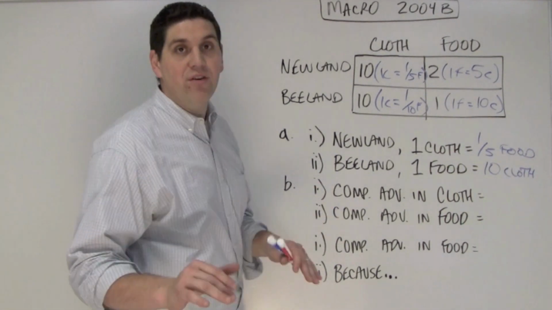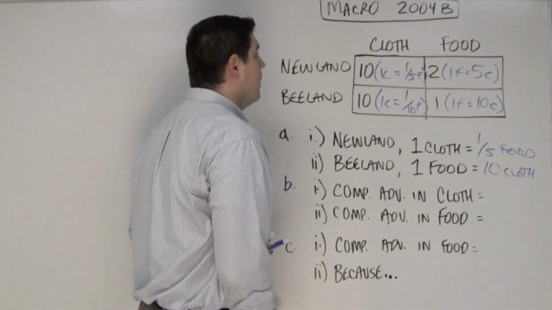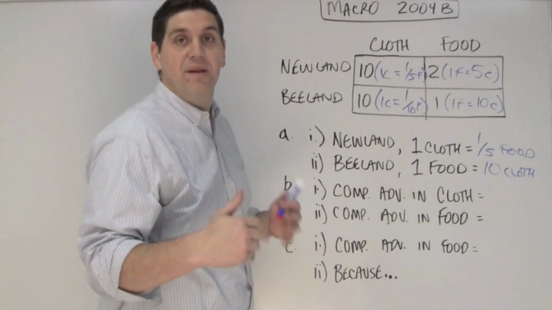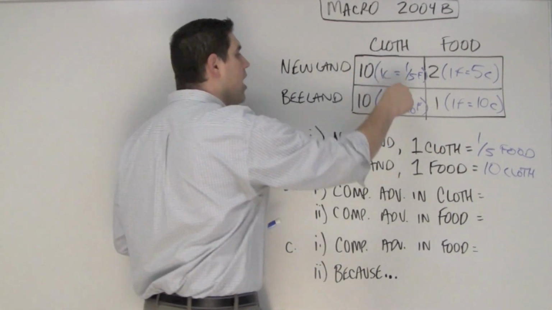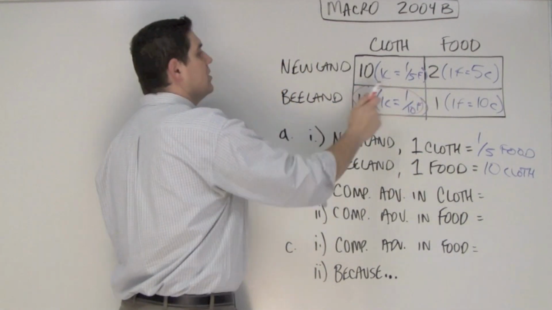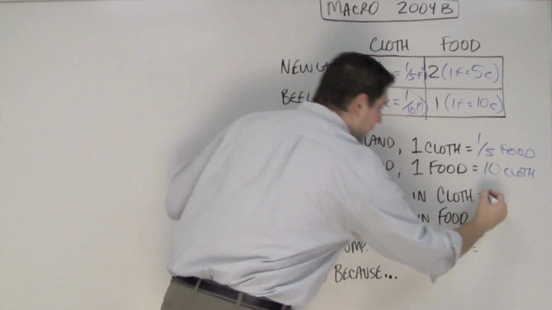Which country has a comparative advantage in the production of cloth? Well, which one should specialize in cloth? The one that has the lower opportunity cost. That means they have a comparative advantage. Well, for cloth, 1/10 is less than 1/5. So I'm going to circle this one. Beeland should produce cloth. There's your answer, Beeland.